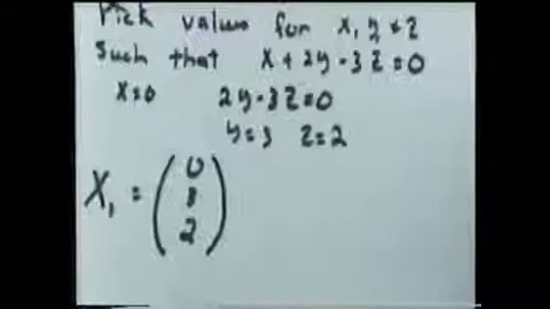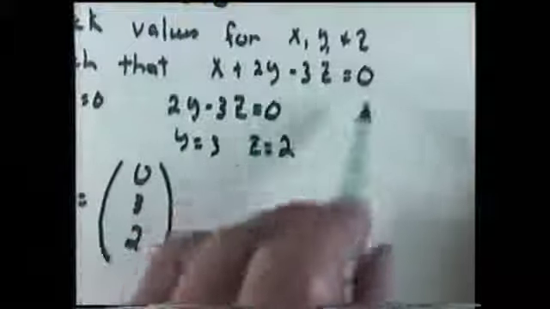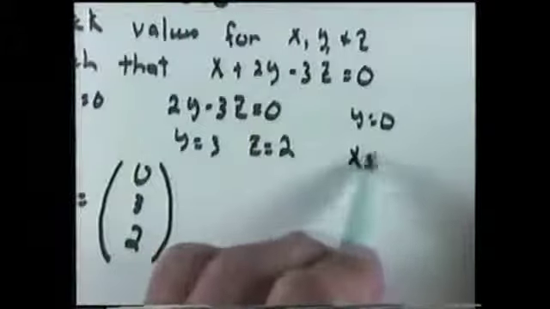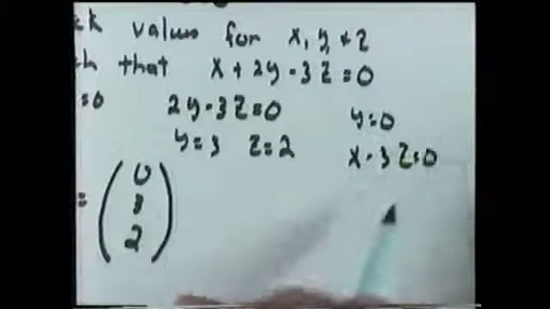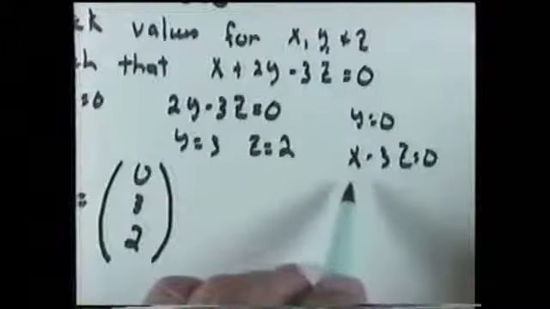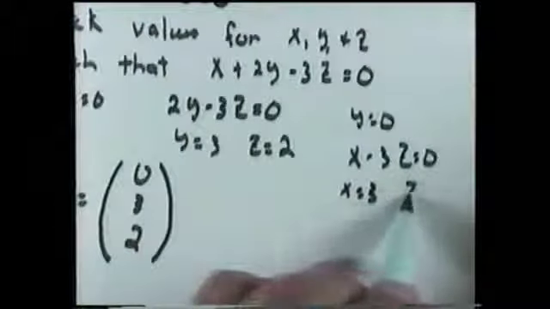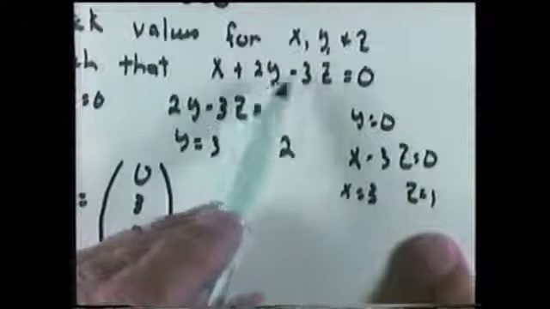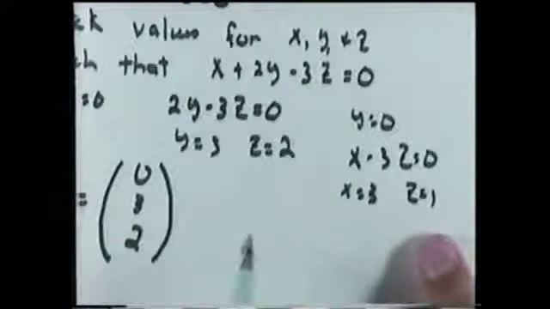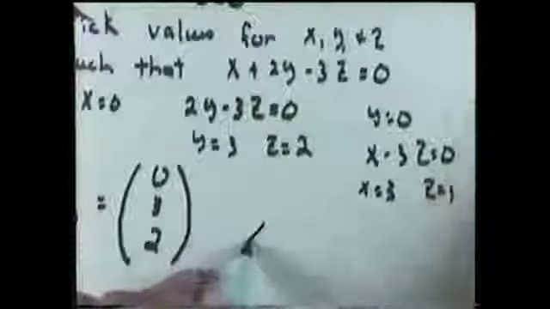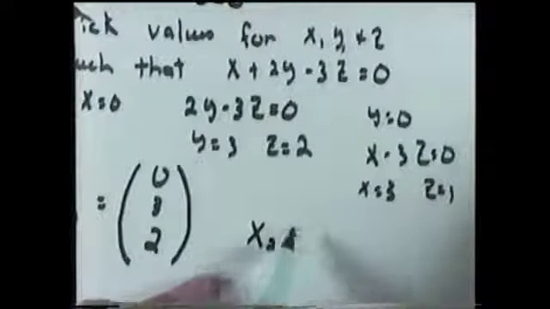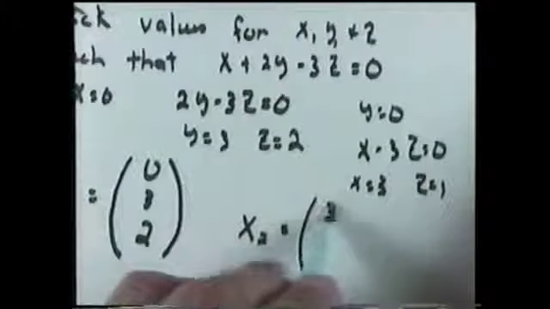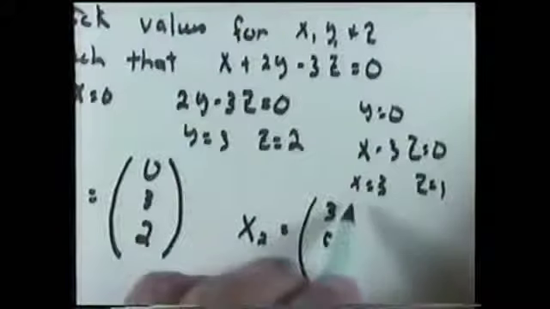But I can get a second vector. I could let y be 0. Now if y is 0, that means x minus 3z must be 0. So we could let x equal 3 and z equal to 1. So that would be 3 plus 0 minus 3 is 0, so the equation is true. So I could say a second eigenvector is 3, 0, 1.